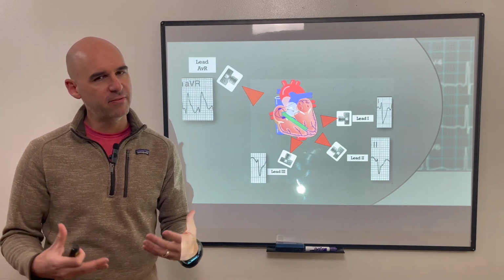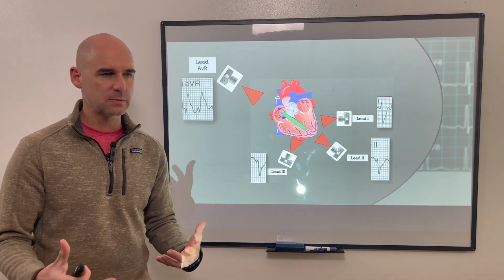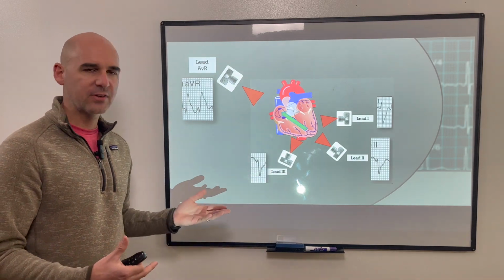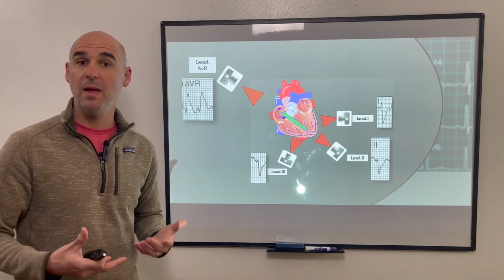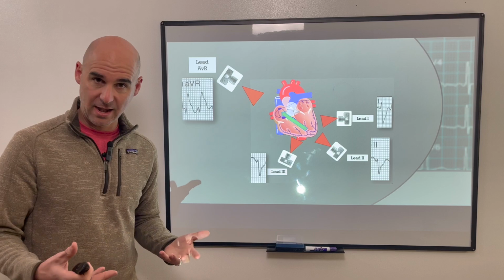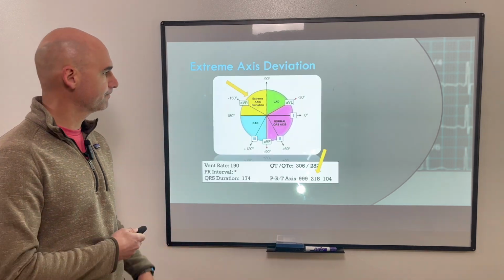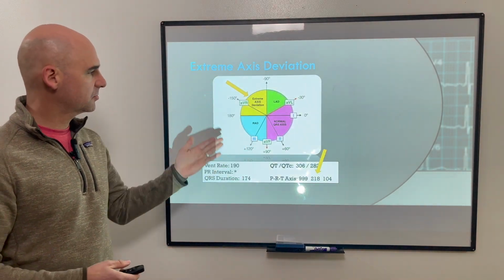It would be very, very strange and almost impossible for us to have negative complexes that all were narrow complex, as well as lead aVR being a positive complex that was narrow in nature, okay? So again, we've got our extreme axis.